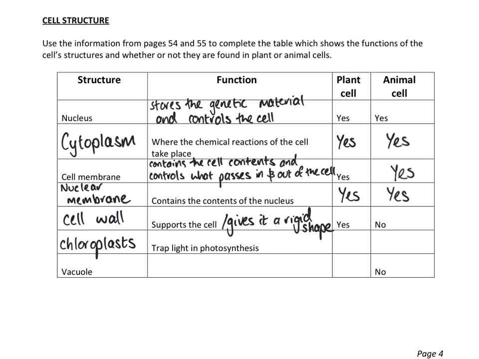Next, we have the chloroplasts, and they trap light in photosynthesis. Remember, they contain a chemical called chlorophyll, and that's a green pigment. That's what gives leaves their green colour. And so the chloroplasts, their job, their function, is to trap light in photosynthesis.